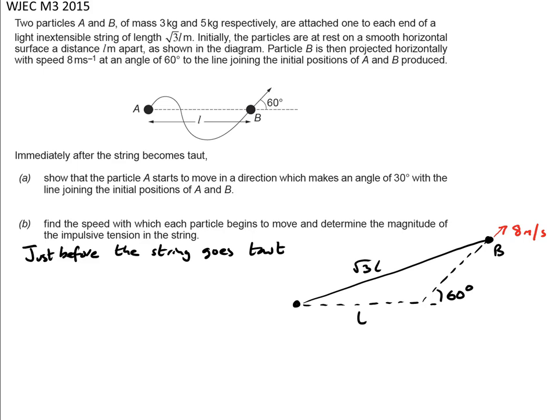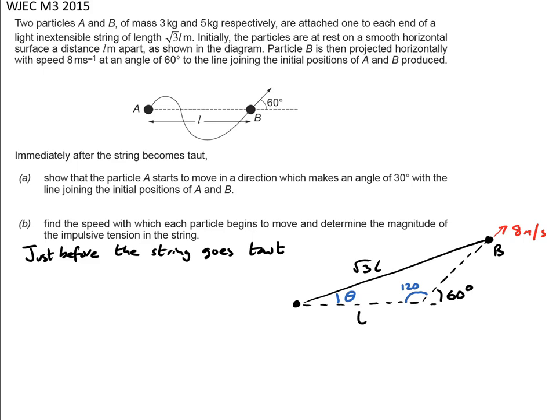Now we know that the length of the line joining A to the original position of B is L, and we know that just before the string goes taut, the length of the line joining A to B is going to be root 3 L. We also know that the angle from the original position of B to this new position of B makes an angle of 60 degrees with the line joining A to the initial position of B. So because we've got 60 degrees there, the obtuse angle inside the triangle must be 120 degrees.